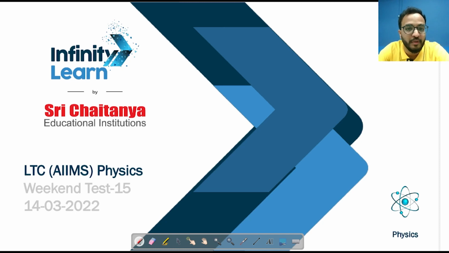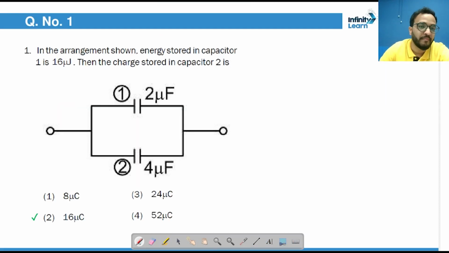Okay, so let's begin with the first question. In this question, as you can see, they have asked us to find the charge stored in the second capacitor. In the first capacitor, they haven't given any information about the charge, but they have given us the total energy stored in the first capacitor. Now, one more thing: what is common between these two capacitors? The potential drop across these two capacitors is the same.